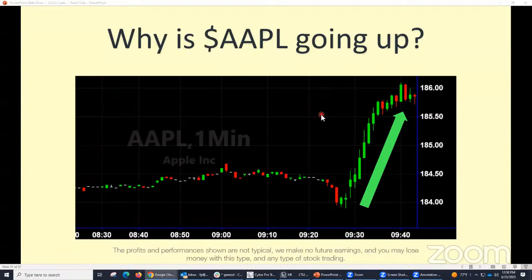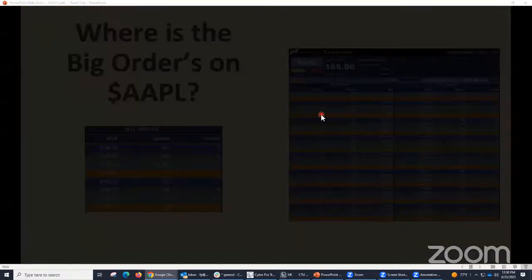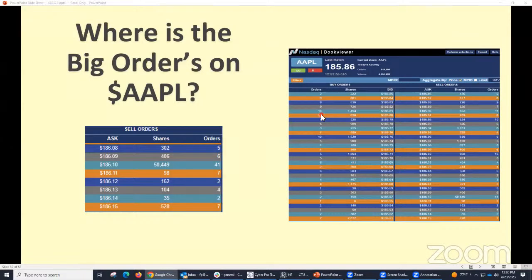So is it going to continue to go higher? And being a good trader, if I owned it at 184, my goal is where am I going to take a profit? Well, where do you see the big orders on Apple? Can anybody tell me? Let's see if you guys are going to be able to figure this one out right now.